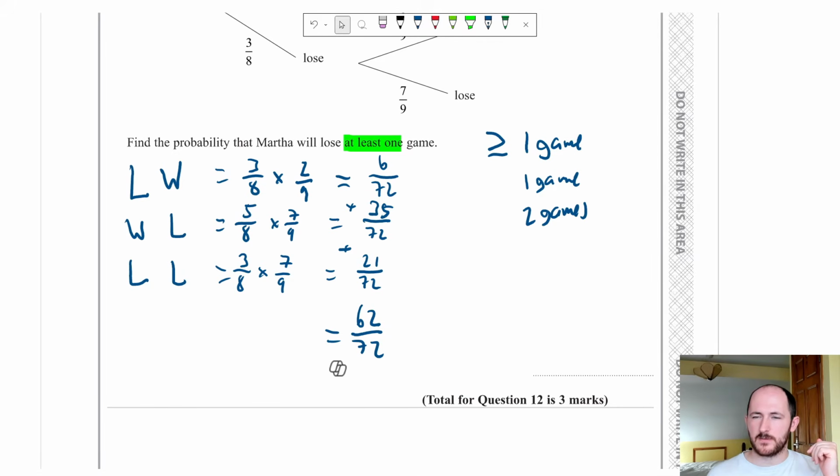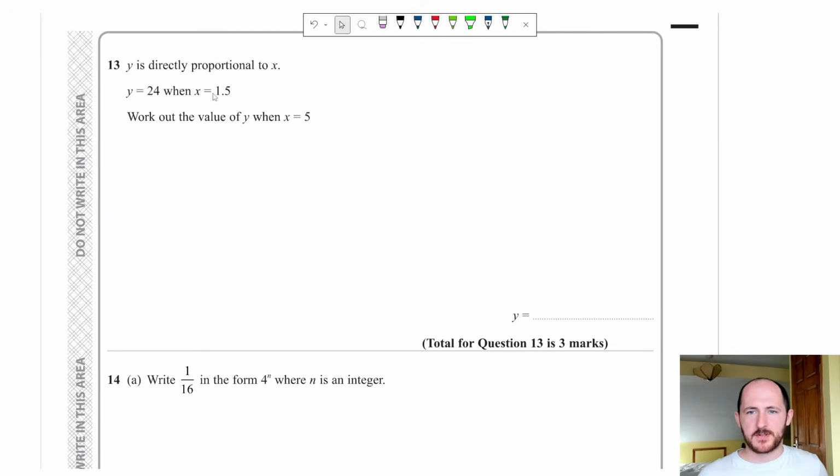Nice and easy, hopefully. Y is directly proportional to x. Y is 24 when x is 1.5. Work out the value of y when x is 5. Some students try and do this using kind of guesswork and a calculator or something. Obviously, this is a non-calculator paper, which does sometimes work and you get the marks for it, but the method marks, in my opinion, are really, really generous.